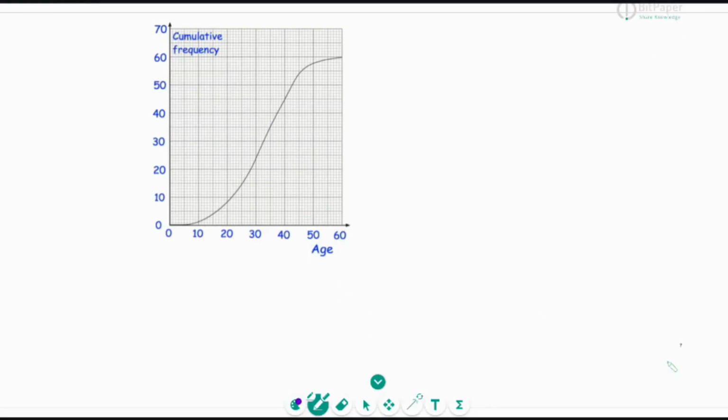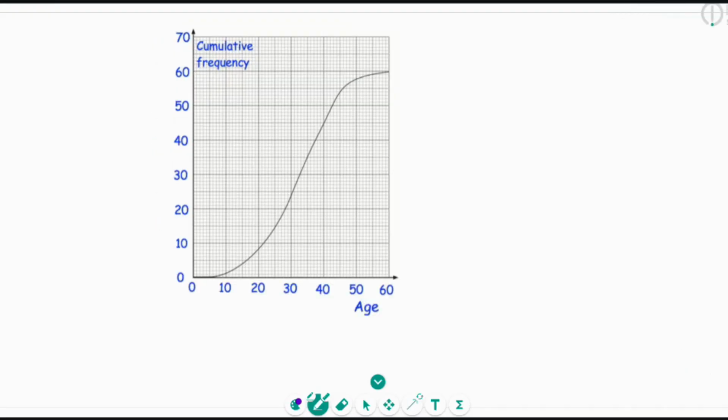Okay, you also need to be able to find the median and interquartile range from a cumulative frequency diagram. So the median. Okay, so how many people are there here? Don't look to the top, it's not 70, it's to the top of your drawn curve or straight lines joined together. So it's 60. So 60 people in total. We're looking at the ages of the 60 people by the looks of it.